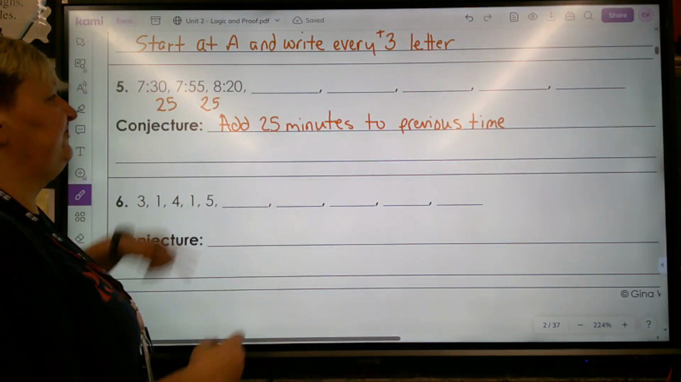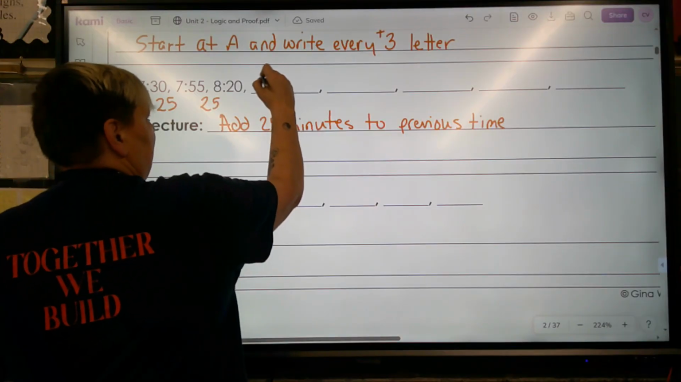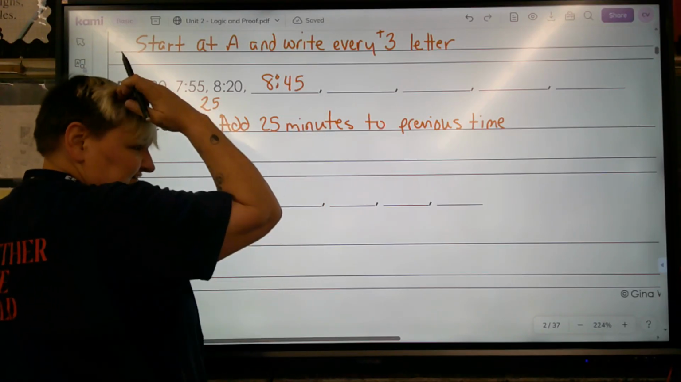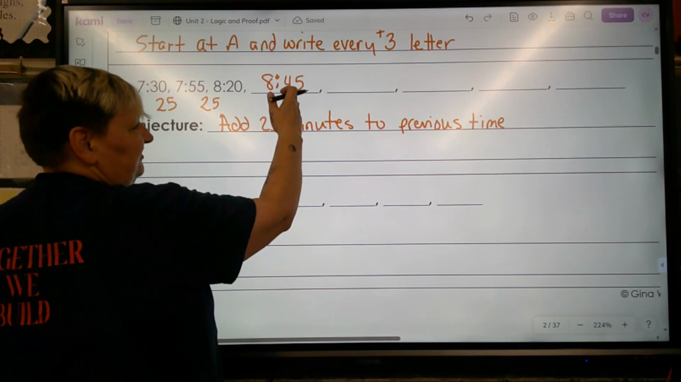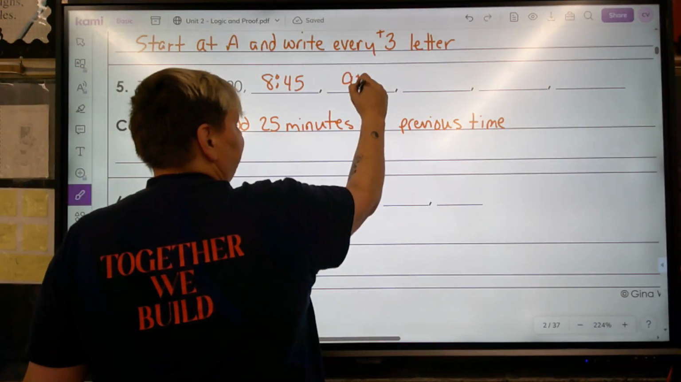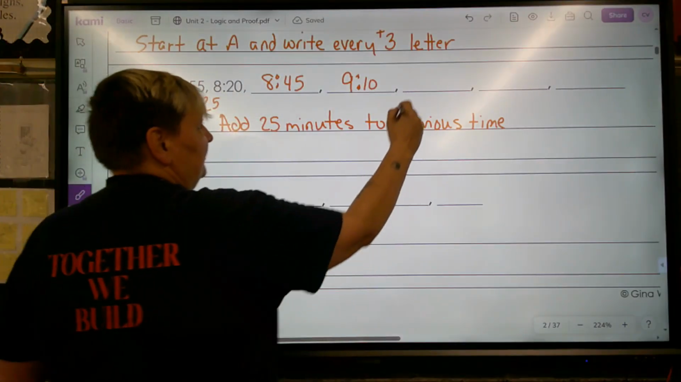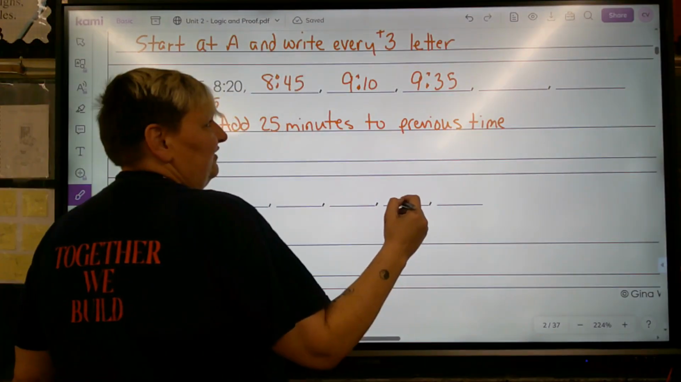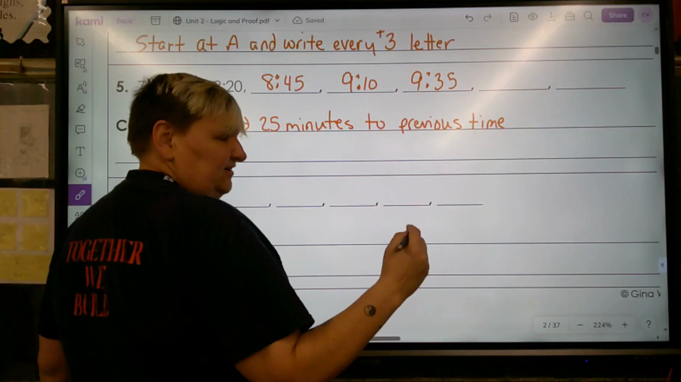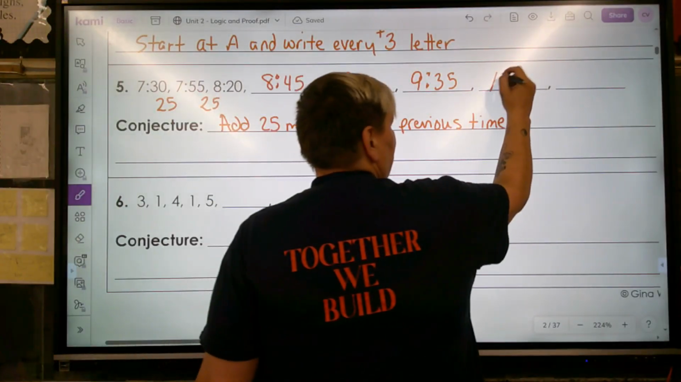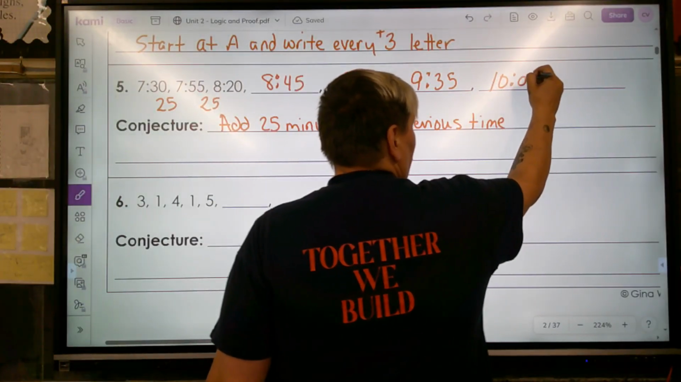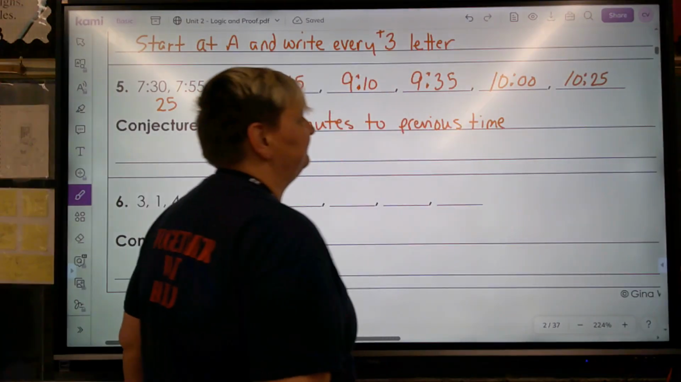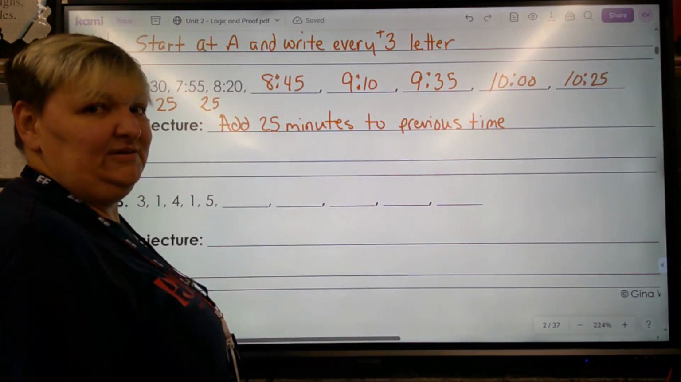Right, so if we added 25 minutes to 8:20, we would get 8:45. If we added 25 minutes, 15 would get us to 9, so 9:10. Add 25 minutes, 9:35. Add 25 minutes, 40, 60, 10 o'clock. Add 25 minutes, 10:25. We just keep adding 25 minutes.